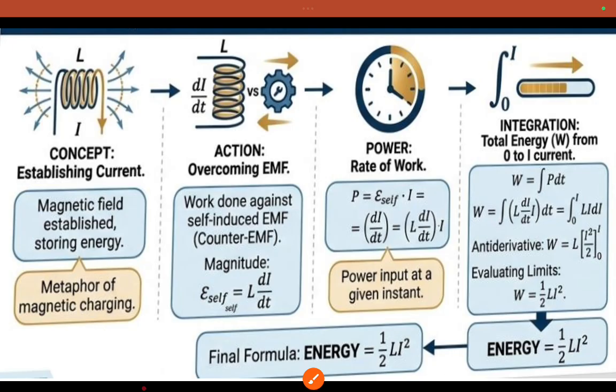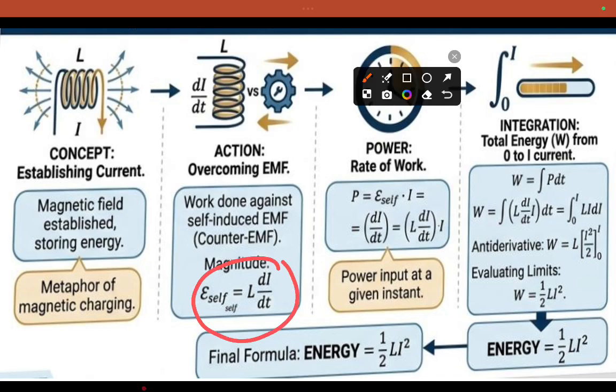So here the magnetic field is established, storing energy, that is work done against self-inductance, which we can consider as L di by dt. The rate of work is power, equal to induced EMF or self EMF into I, that is L di by dt into I. After integration we will get 1 by 2 L I square.